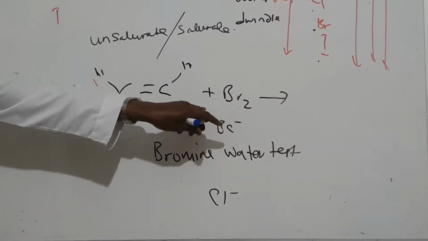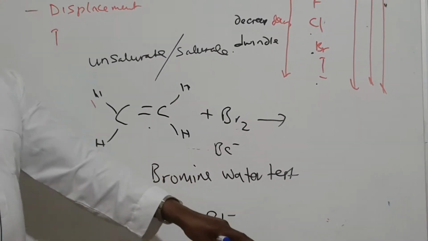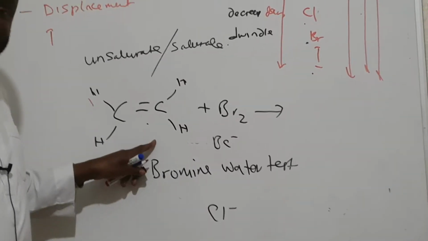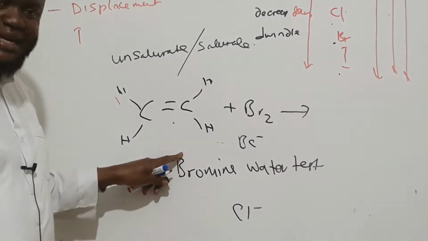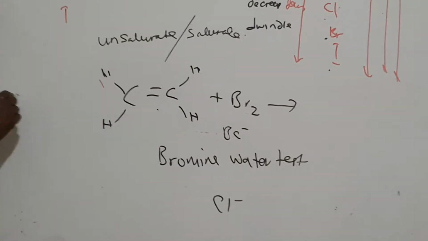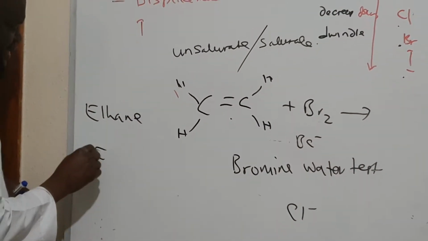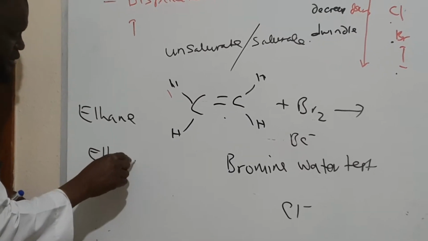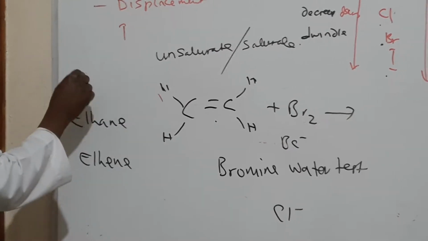Now, in chemistry, if you want to know whether the hydrocarbon you are testing has a single bond, ethane, or a double bond, ethene, we are going to do this. Ethane and ethene. Do you remember polyethylene? You know the polymers, polyethylene. This one is a single bond.